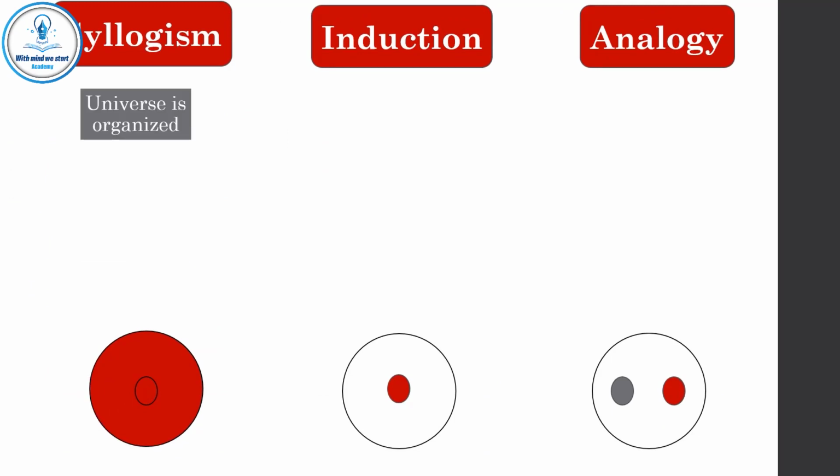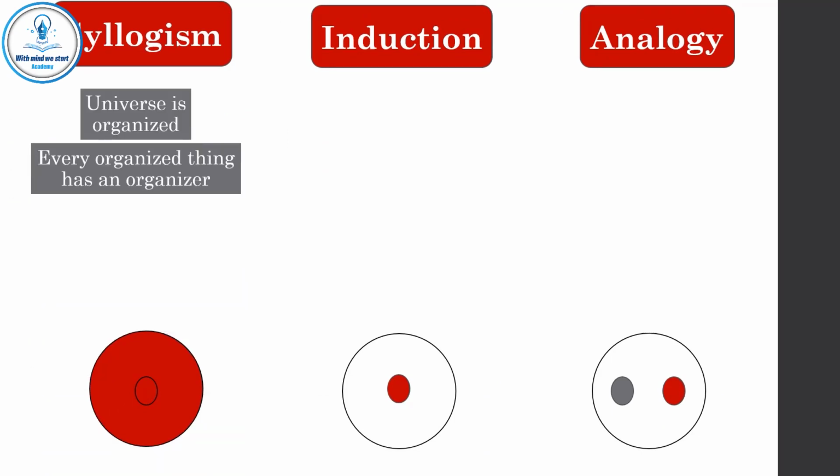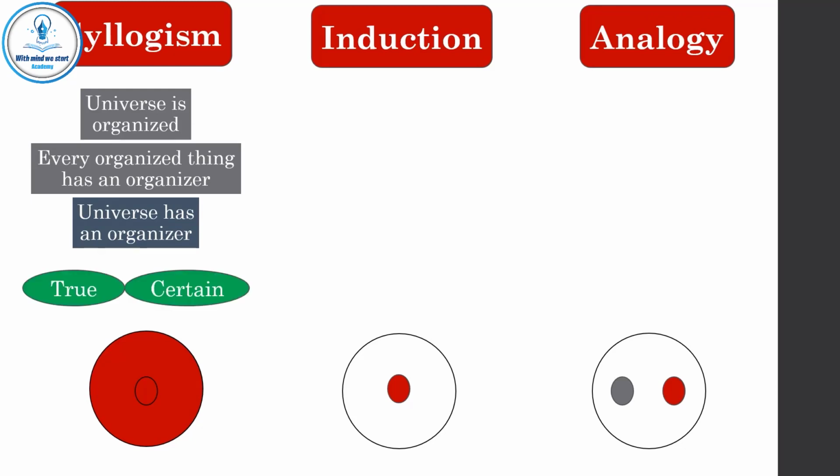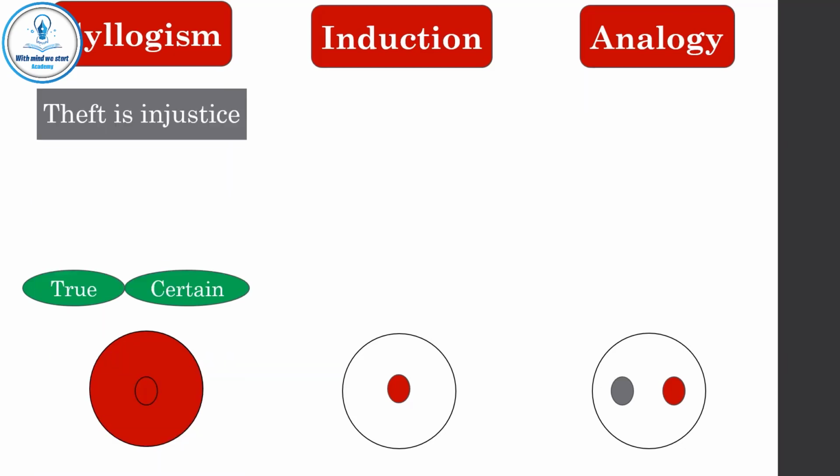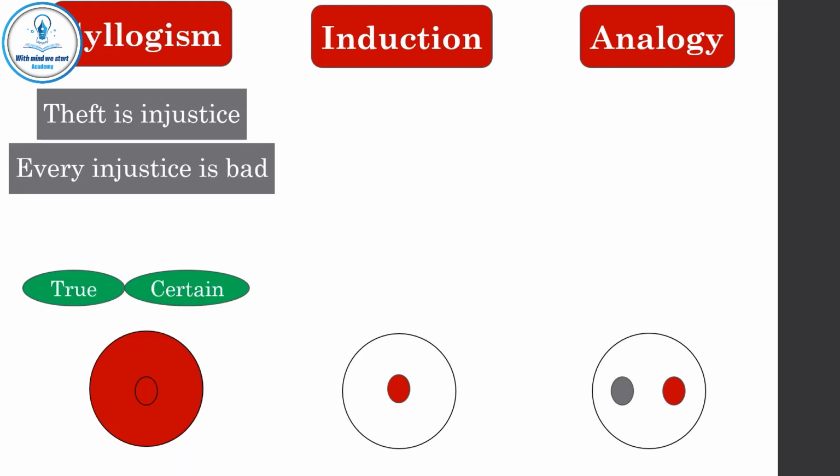Another example. The universe is organized. Every organized thing has an organizer. So the universe has an organizer, or must have an organizer. The conclusion is true and certain, provided that the premises are true and certain. Another example. Theft is injustice. Every injustice is bad, so theft is bad. The universal or general premise, every injustice is bad, comes from the understanding of injustice, not from an induction.